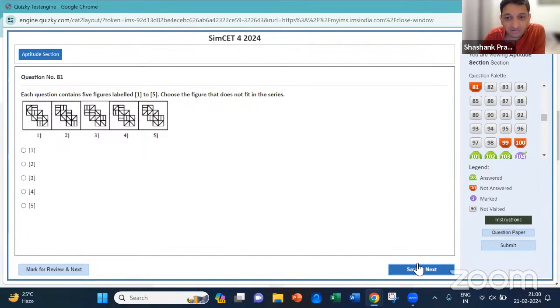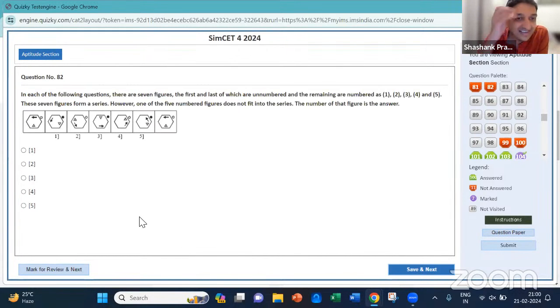Okay, I don't want to look at this. Arrow, arrow, arrow, arrow, arrow, arrow. ठीक है, क्या हो गया इसमें? One does not fit into this series. ठीक है, arrows are all fine. White circle becomes black, white becomes black, white becomes black, becomes white.